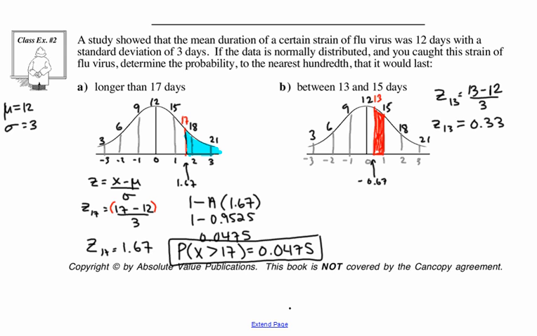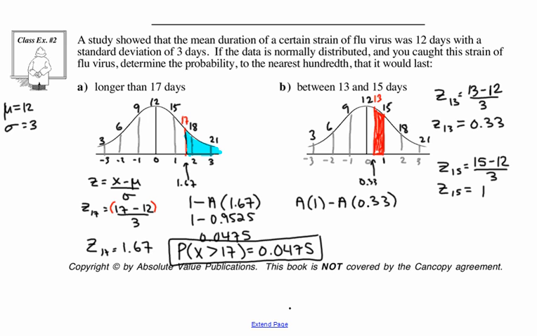Now we do the same thing for 15. So 15 minus our mean of 12 divided by 3 gives you 1. And you could also just see that. It landed perfectly on 1. So we want the probability that our z-score is between 0.33 and 1. Okay, so that's area under 1 minus the area under 0.33.